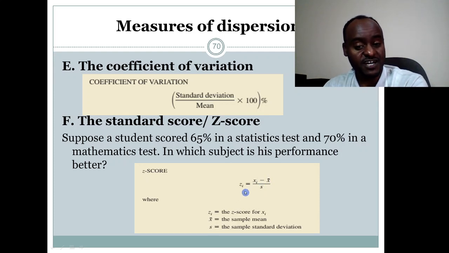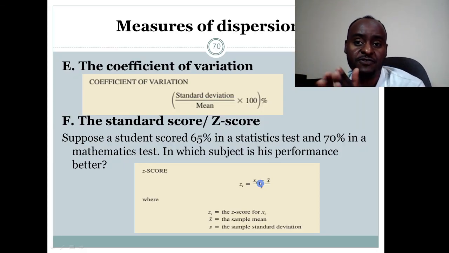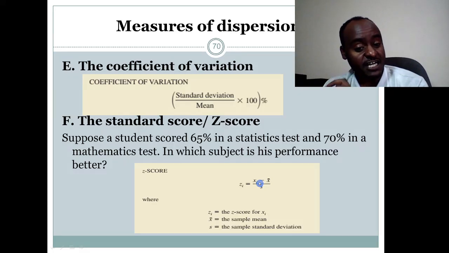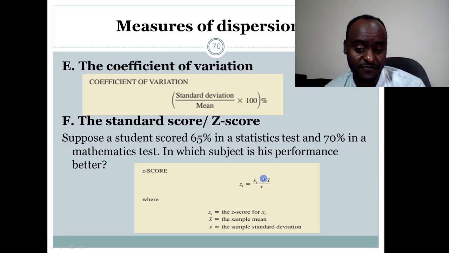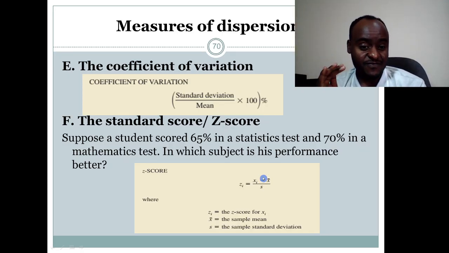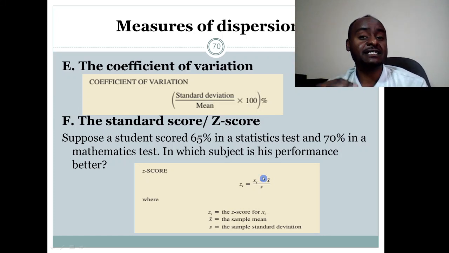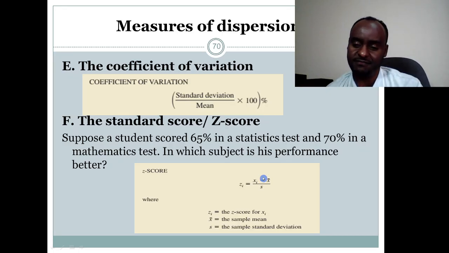Therefore, if the standard score, z score, is 0, that means that specific data point and the mean are equal. That data point is exactly the mean. If z score or standard score is positive, that means that data point is above the mean. You see, if standard score is negative, that means that data point is below the mean.